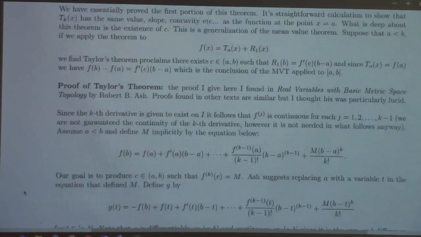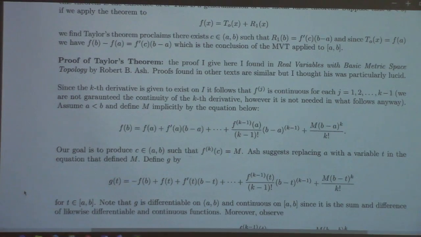There's a different proof in your book based on integration. So the proof I'm showing you here is a twist on the mean value theorem. So here it is. Since the kth derivative exists on I, it follows that the jth derivative is continuous for j equals 1 to k minus 1, all right?